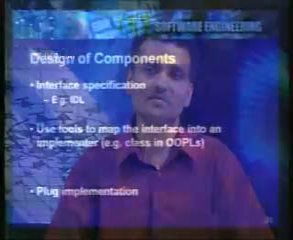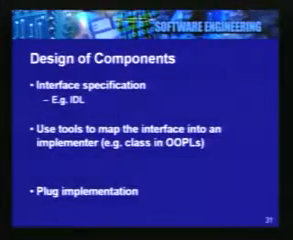When you are designing your components, you first look at interface specification, and when you are implementing them, you look at the programming language choice and so on. Component systems such as Corba give you an interface specification language called interface description language, IDL. Using the IDL you can define the interfaces of your components, and then you have to use tools to map this interface into an implementer, and then into the implementer you have to plug the implementation. So these are the three main steps.